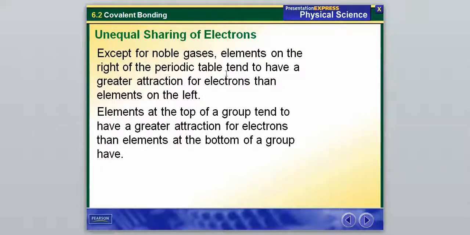Make sure you have your periodic table in class, and we will add some more to it to make sure we understand which atoms are going to have the greatest attraction based off of their location on the periodic table. That will help us determine whether covalent bonds are going to be polar or nonpolar.